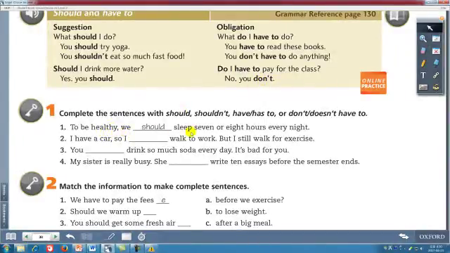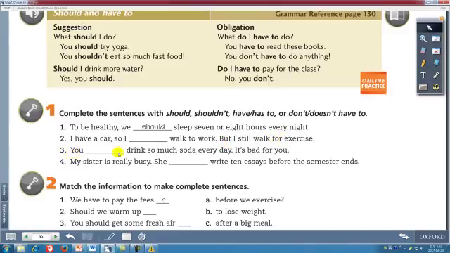To be healthy, we should sleep 7 or 8 hours a night. Wow, that'd be very nice to be able to do that. I have a car, so do they need to walk? No, I don't have to walk. I have a car, so I don't have to walk to work, but I still walk for exercise.